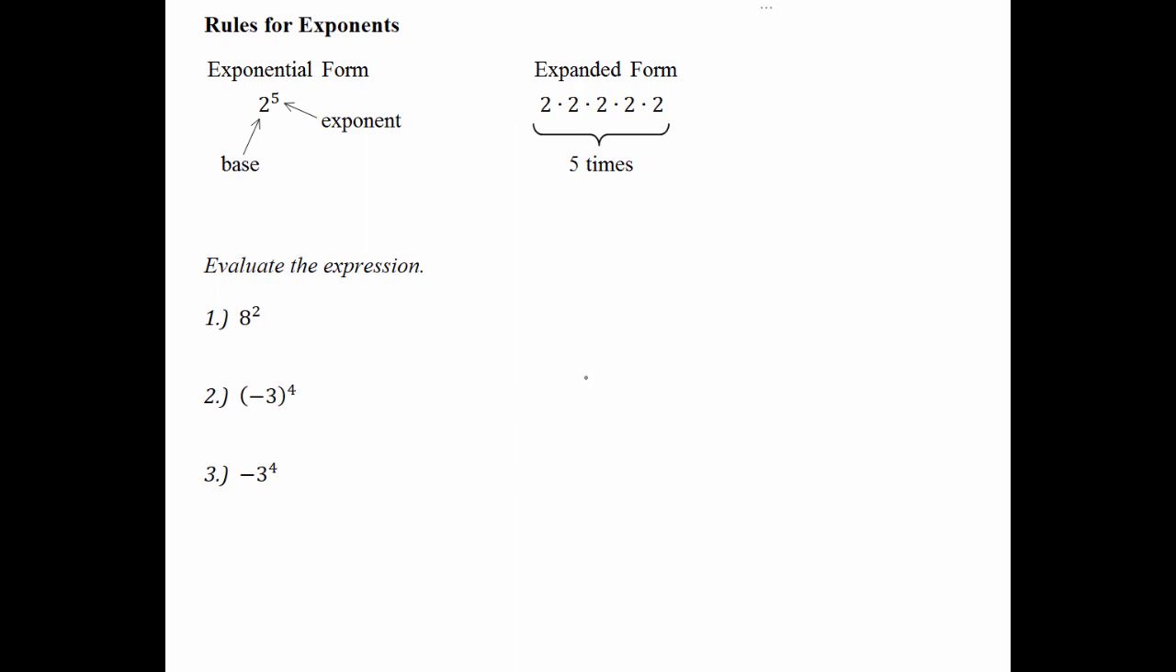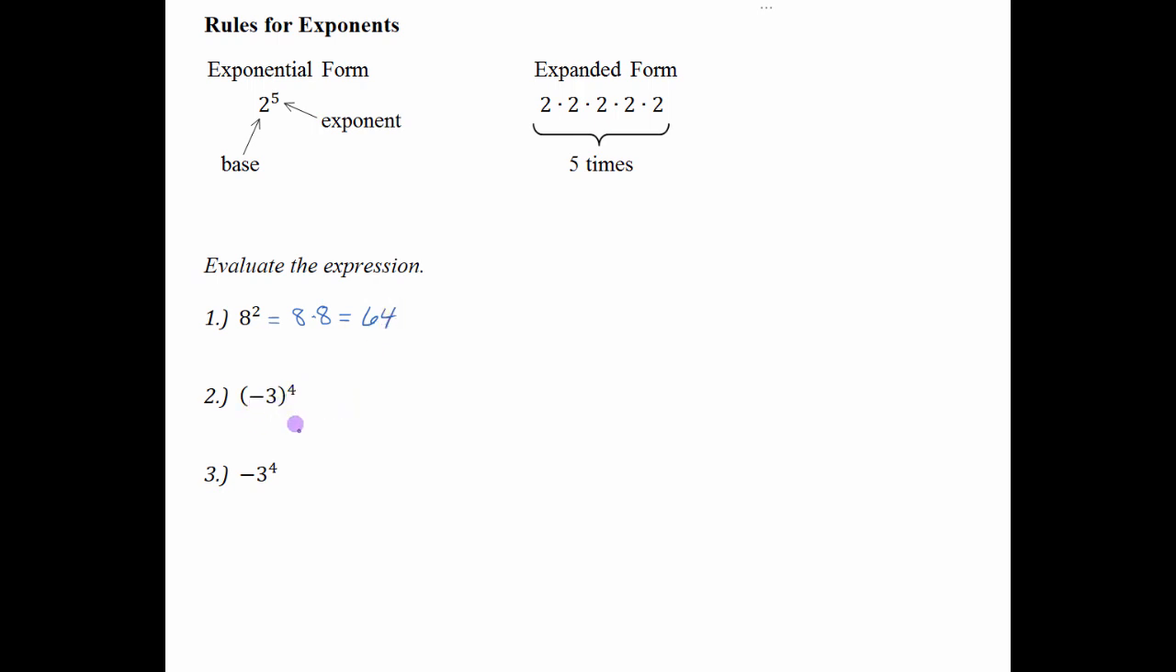So let's go ahead and use that knowledge to evaluate these expressions. Evaluate means that we're going to get rid of all of the parentheses and the exponents, multiplication, division, addition, and subtraction that we can so that the expression is as simple as it can be. So 8 squared means 8 times 8. It's the base multiplying itself twice, and 8 times 8 is 64.